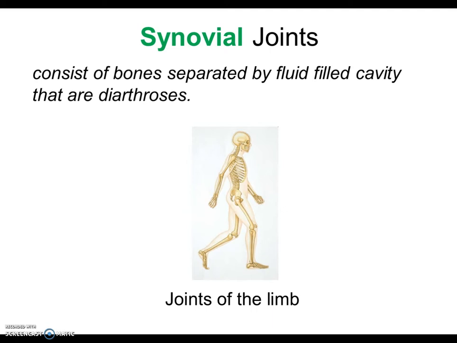So we're going to look at the structure of these synovial joints, what this fluid-filled cavity looks like, which allows for this freedom of movement. So these are the joints that allow you to bend your arm, move your wrist, write, walk, all of these major movements you see in the limbs of your body.